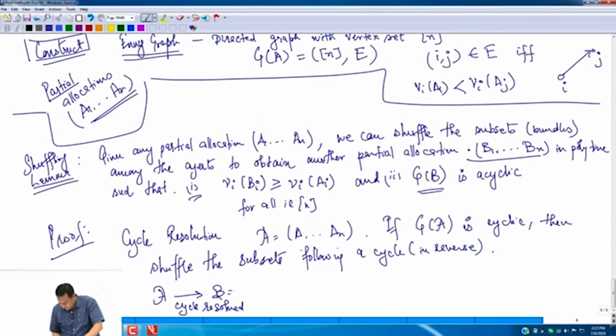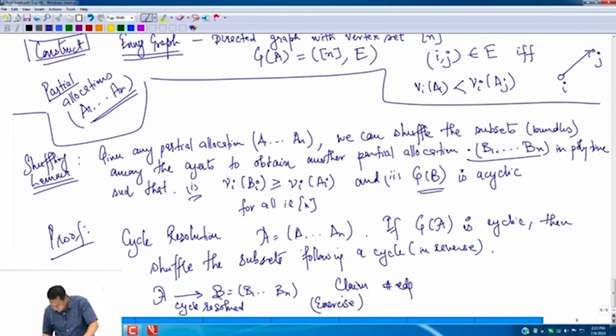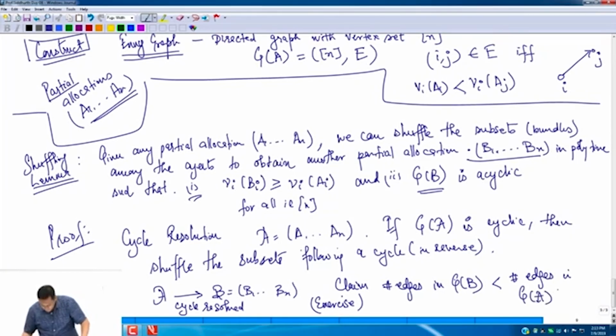So from a partial allocation A, you resolve the cycle, you get another partial allocation B. The claim that I'm leaving as an exercise is that the number of edges in the NV graph corresponding to this new partial allocation is less than the number of edges in the NV graph for the original partial allocation that you started with. In particular, this cycle has gone. The NV edges are gone.